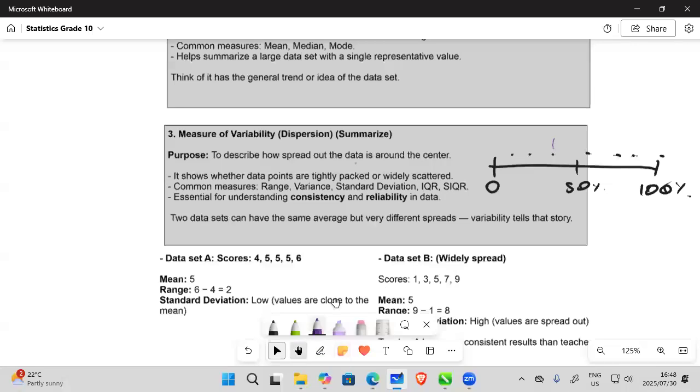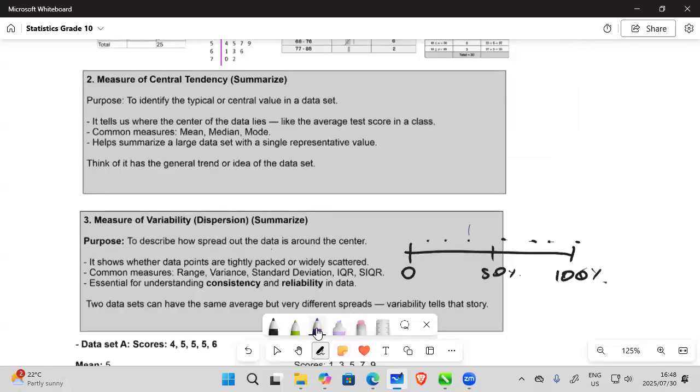Because what could happen is, I could have a 90% class, a high performing class. But the data set, so the values relative to each other, could be spread out. And so what we're saying is that there's not much consistency or reliability, right? The teacher in the classroom is only speaking to a select few people. His way of teaching is not resonating with everyone, right? So here we focus on the general trend. Here we're saying, okay, how consistent is the data?